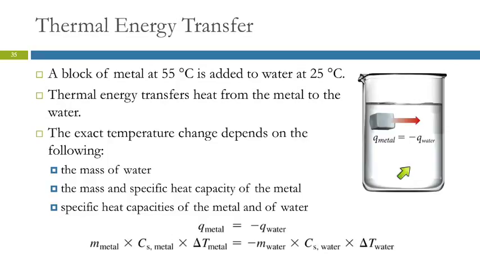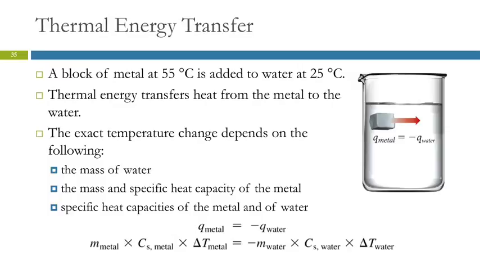So here we have a beaker of water, and we're putting a block of metal into it. The block of metal was hot. It was 55 degrees Celsius, and we put it in the water. The water's 25 degrees Celsius. Thermal energy, heat will flow from the hot thing to the cold thing until they get to the same temperature.